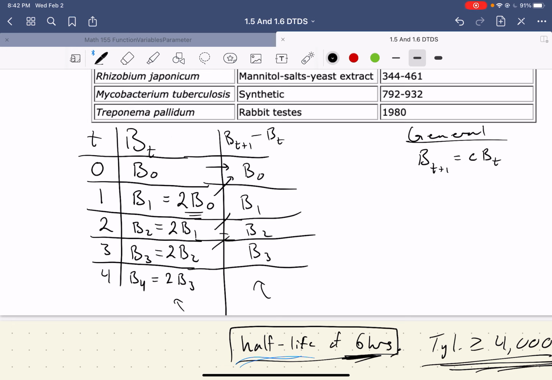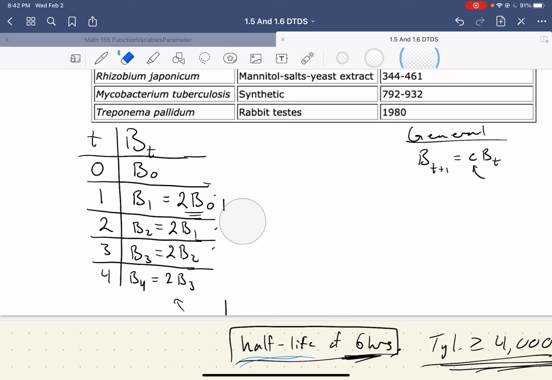And depending on your constant c, you might not look identical, but no matter how many differences you do, you're never going to get to a constant the way we did in the previous video. And this is what happens with exponentials. Okay, so that's just kind of a remark.